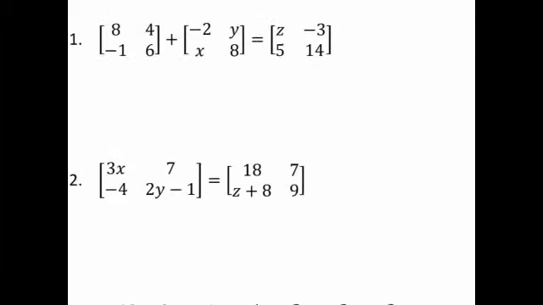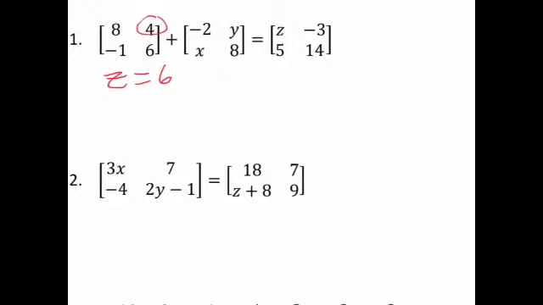Alright, time for the solutions for the matrix operations. We're actually on this entire front side. You just need to figure out what the variables are. Basically on this first one, you just take each of the letters one at a time. You get 8 plus negative 2 equals z. Well, that's pretty quick. 8 plus negative 2 is 6.